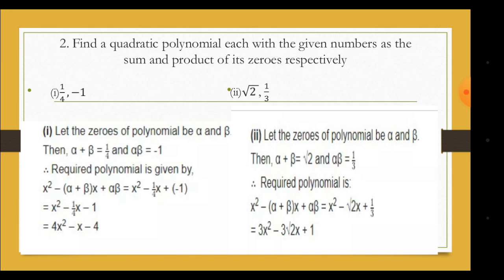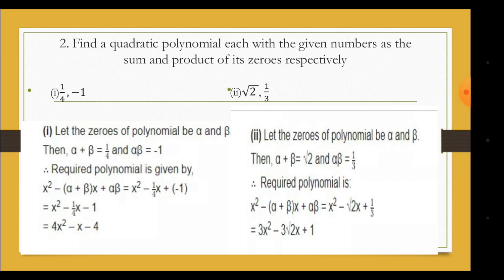So see the first solution. 1 upon 4 is the sum of zeros, means alpha plus beta equal to 1 upon 4. Minus 1 is the product of zeros, means alpha into beta equal to minus 1. Now we have seen that whenever we have to form a polynomial when zeros are given, we have a formula: p of x equal to x square minus in bracket alpha plus beta into x plus alpha into beta.